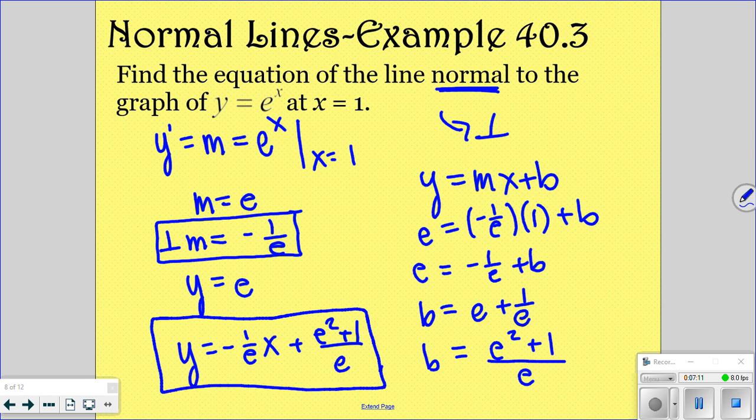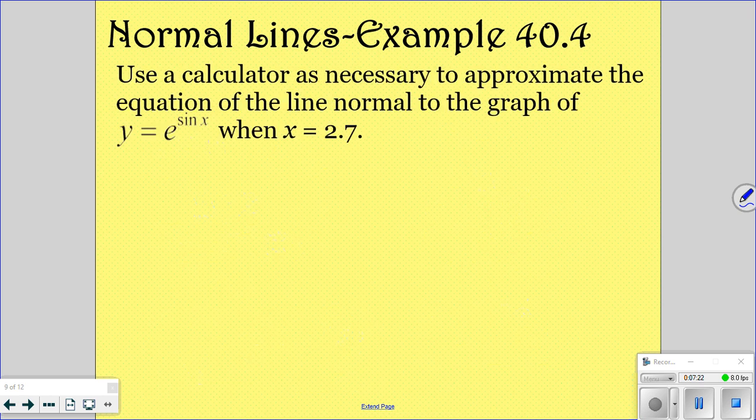Okay? So that's how you deal with normal lines. Very similar to a tangent line, but you have to remember to find this perpendicular slope. So now we're going to use a calculator as necessary to approximate the equation of the normal line to y equals e to the sine x when x equals 2.7.